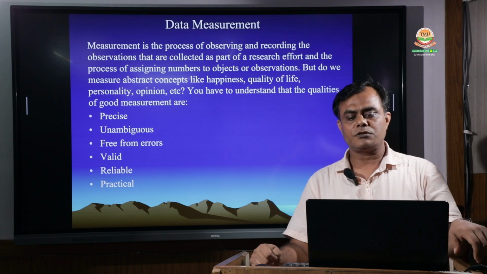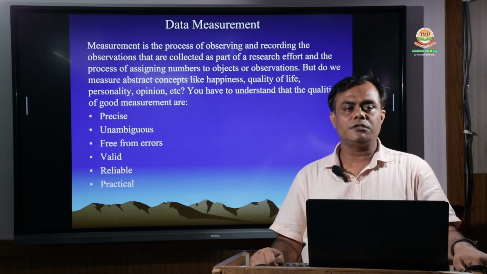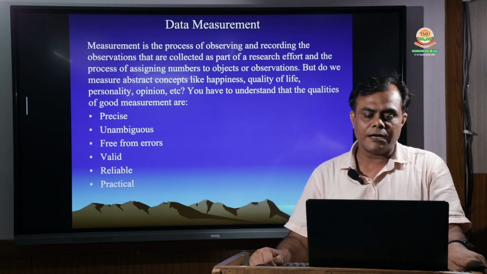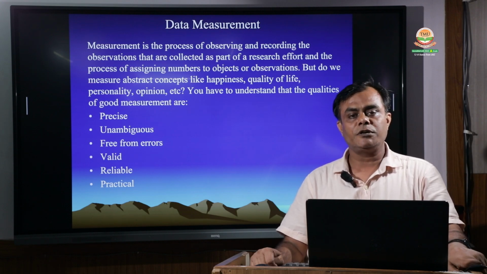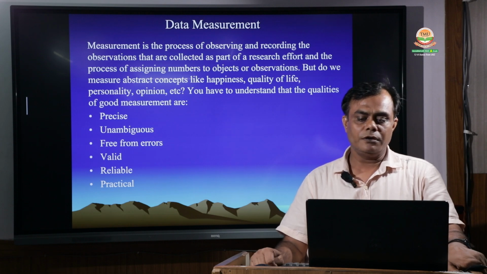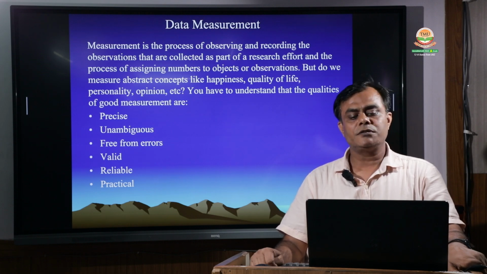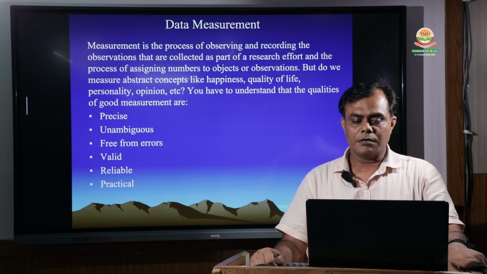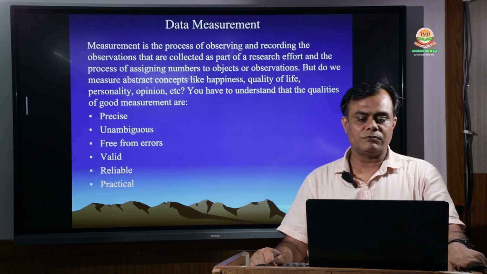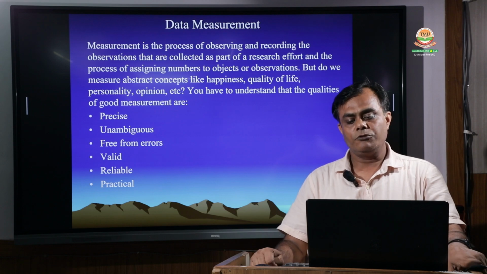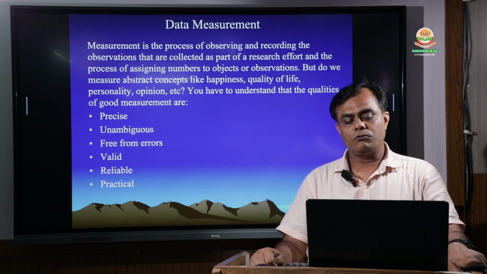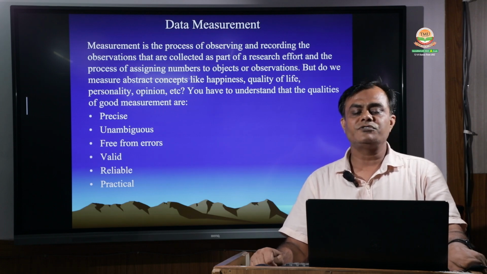Measurement is the process of observing and recording the observations that are collected as part of the research effort, and the process of assessing a number of objects and observations. But we do measure abstract concepts like happiness, quality of life, personality, opinion, etc. We have to understand what the qualities of good measurement are.